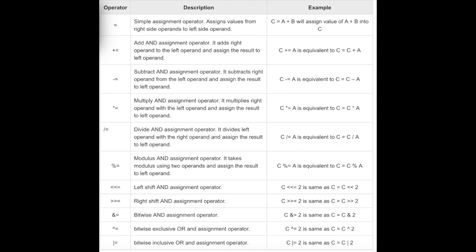Last but not least is the assignment operator, and the assignment operator is the one we'll be focusing on for the question that I'll be evaluating in this video. And what they basically do is assign values to a variable.